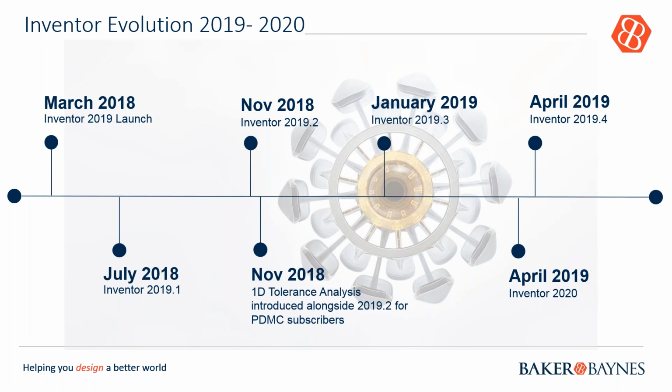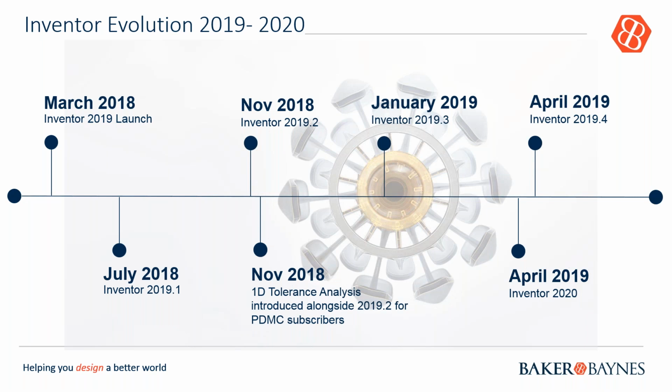In November 2018, we saw the Inventor 2019.2 dot release, and the .2 dot releases generally come out with a couple of features or added features. What we've seen here was the 1D tolerance analysis introduced alongside Inventor 2019.2 for the subscribers only. So product design and manufacturing subscribers had access to this tolerance analysis.